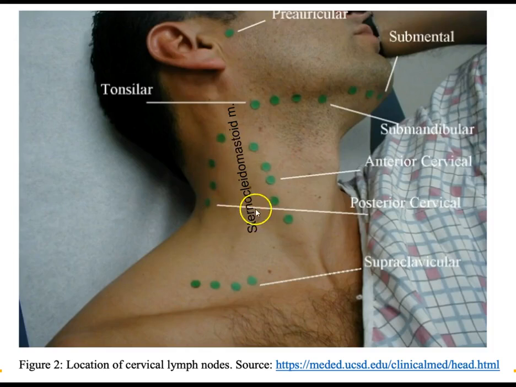And here in between is the sternocleidomastoid muscle. So anterior to the SCM, you can feel the anterior cervical chain. And posterior to the SCM, you'll feel the posterior cervical chain. There are also supraclavicular lymph nodes.